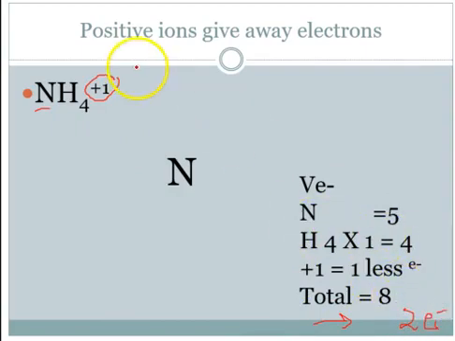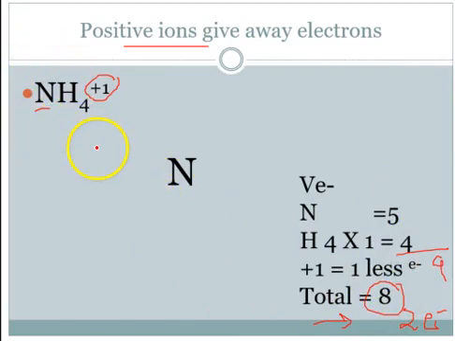Okay. And because I have a +1 charge, the reason I get a +1 is because I've given away an electron. So you have to take away an electron. So 5 and 4 was 9. And then minus an electron means I have 8 electrons to distribute.